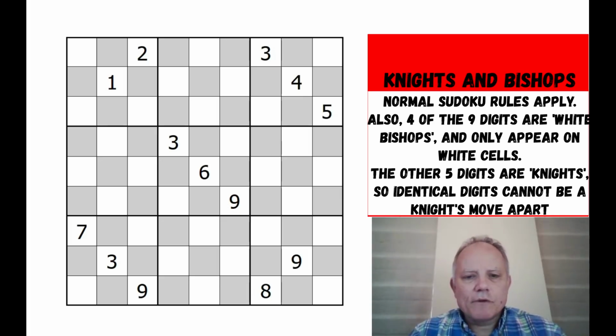So Andre's rules are that 4 of the 9 digits are white bishops and only appear on white cells, and the other 5 digits are knights and cannot be a knight's move apart. So 1 there and 1 there of the same digit would be illegal. So those are the rules, as well as the normal Sudoku rules.